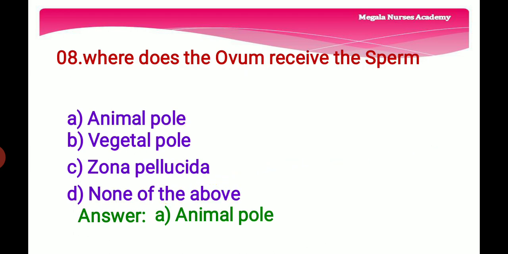Eighth question. Where does the ovum receive the sperm? Option A, animal pole, is the region of the ovum where the polar bodies are extruded and receives the sperm. Option B, vegetal pole, which is opposite to the animal pole. And option C, zona pellucida, the thick transparent membrane surrounding an ovum before implantation. Option D, none of the above. So the right answer is option A, animal pole.